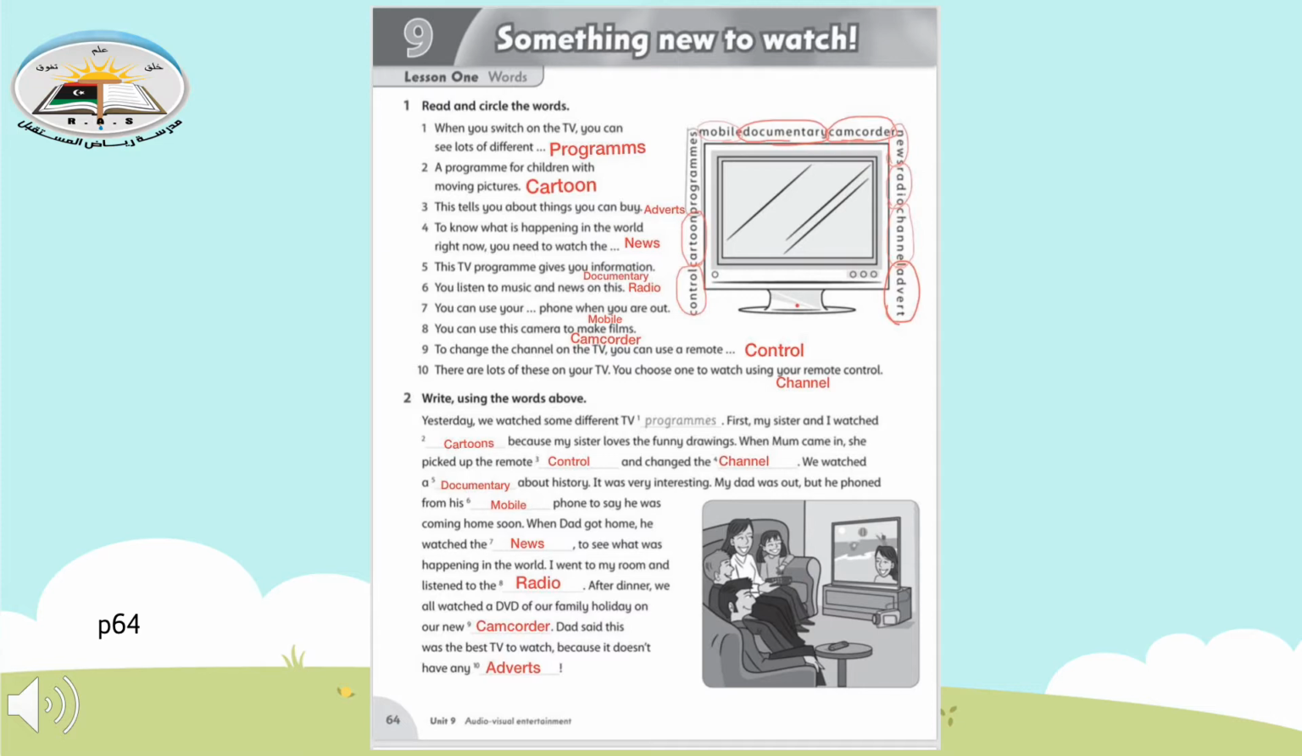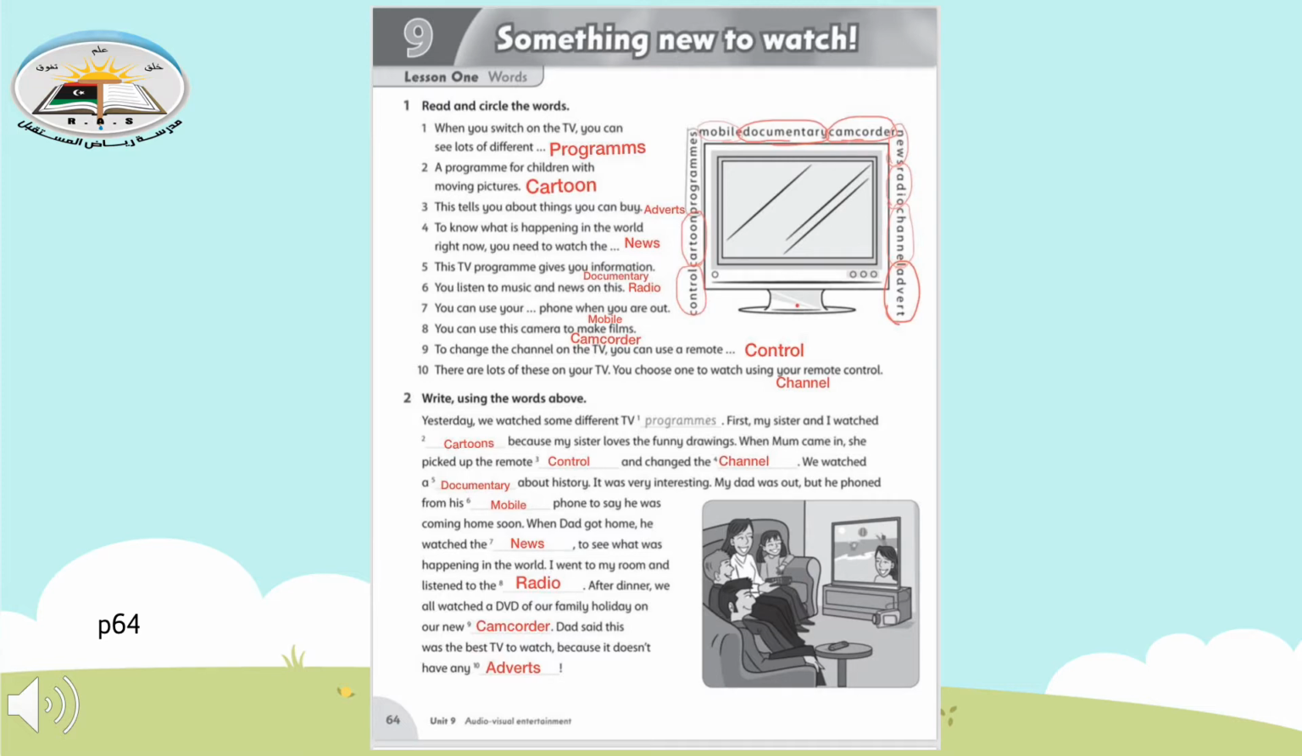We're going to start in our workbook from new Unit 9. So open the first page in Unit 9, page 64. In page 64, we have Unit 9, something new to watch. Lesson 1, words. Question number 1. Read and circle the words.